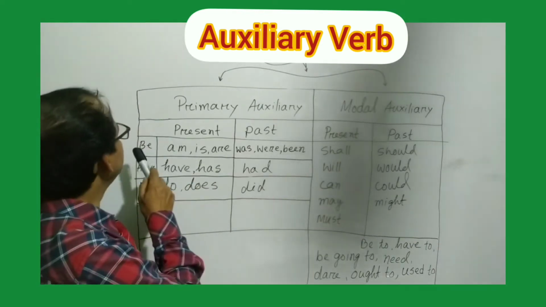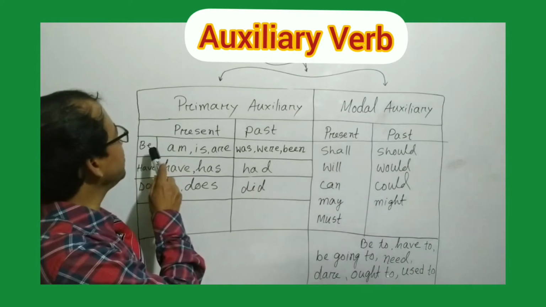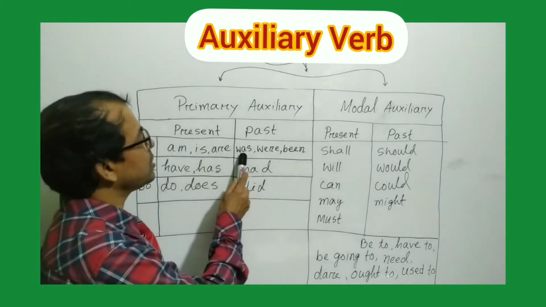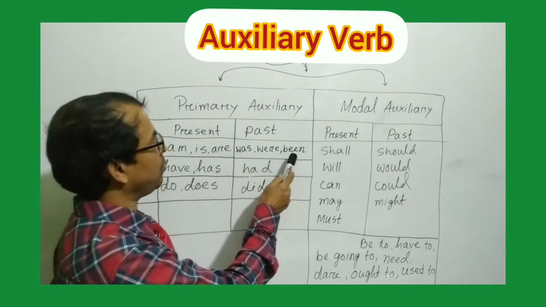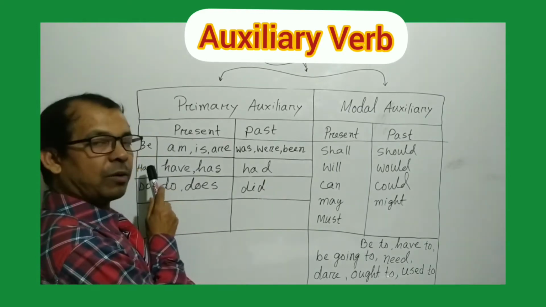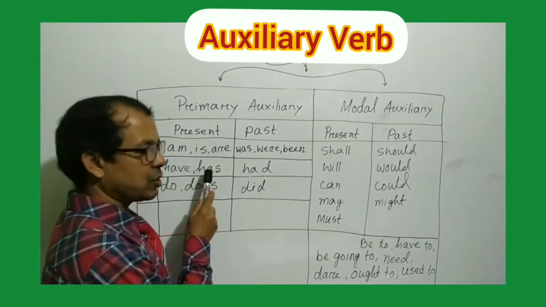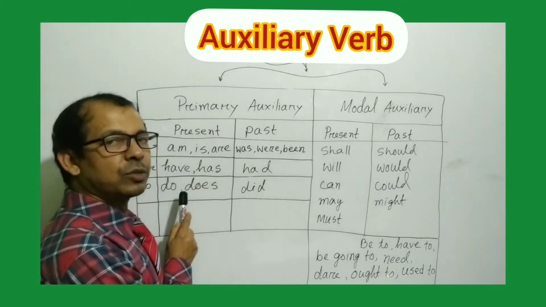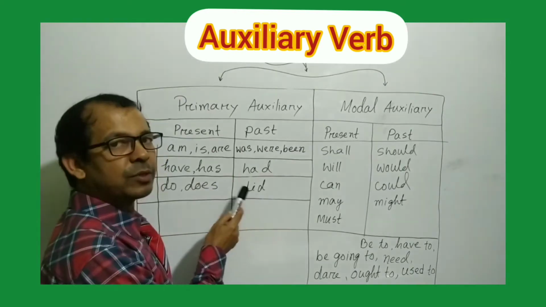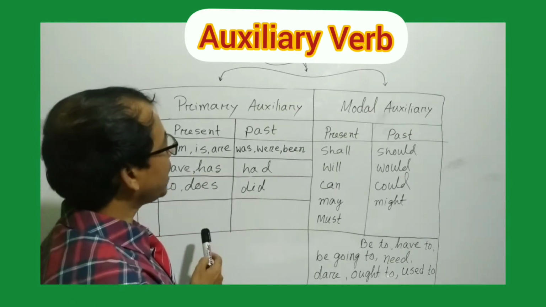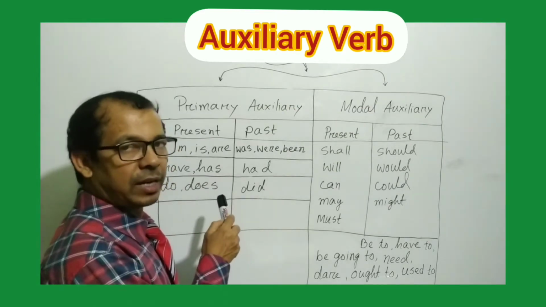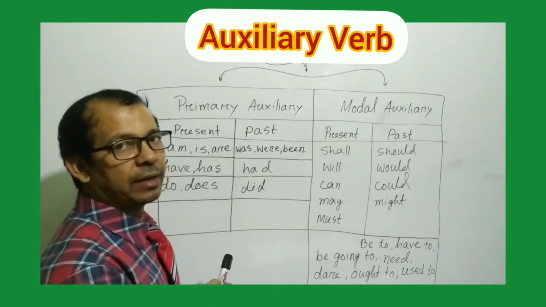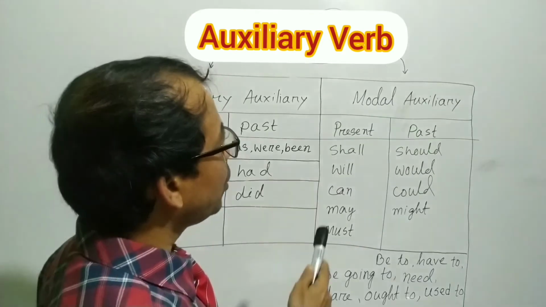My dear student, you know that there are two forms of these verbs. The present form of be verb is am, is, are, and the past form of be verb is was and were. The present form of have verb is have and has, and the past form is had. The present form of do verb is do and does, and the past form is did. These verbs are very important because when we want to make a question, then these verbs will be needed.